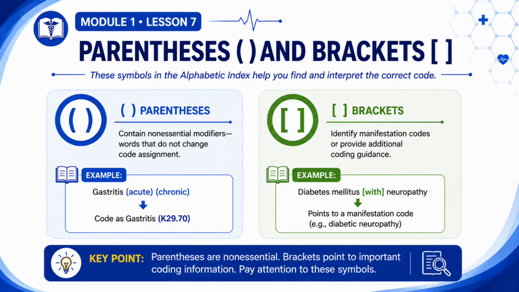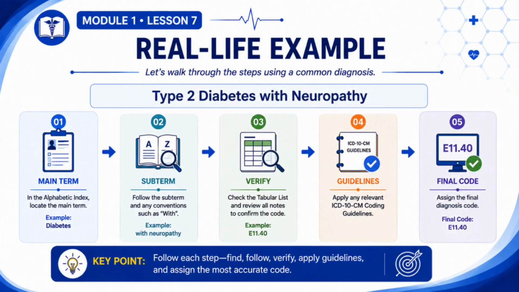You'll also see symbols such as parentheses and brackets in the alphabetic index. Parentheses contain non-essential modifiers that don't change code assignment, while brackets identify manifestation codes or provide additional coding guidance. Understanding these conventions helps you interpret entries correctly. Let's put everything together. Begin with the provider's documentation, locate the main term in the alphabetic index, follow any applicable conventions such as with, verify the code in the tabular list, and then assign the final diagnosis code. Following the same process each time helps reduce coding errors.